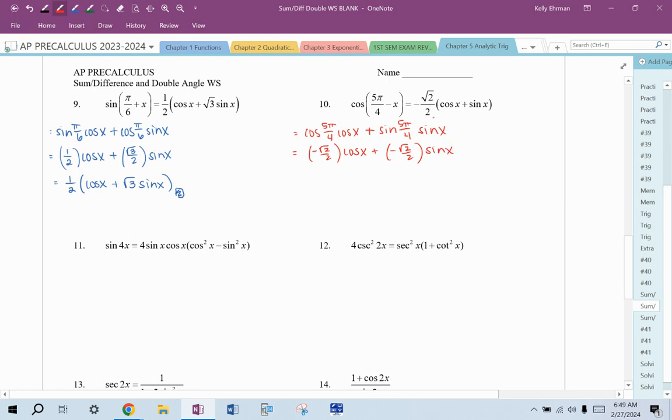And the last step, just like the previous one, the negative radical 2 over 2 has been factored out. And that would leave you with cosine x plus sine x.